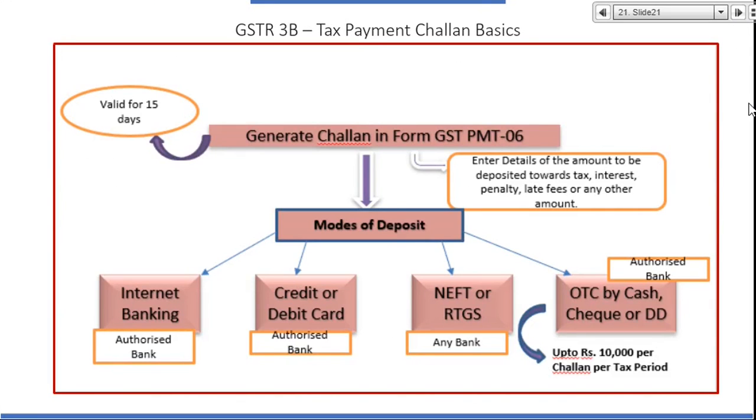Next is creation of challan. Friends, challan is created in a form called GST PMT 06. Once you generate a challan in the portal, it is valid for 15 days. After you generate a challan, you pay your liability, right? So you can pay the challan through internet banking, credit or debit card, NEFT or RTGS, or up to 10,000 rupees, you can go to the bank and pay GST liability. Authorized banks are there, right?